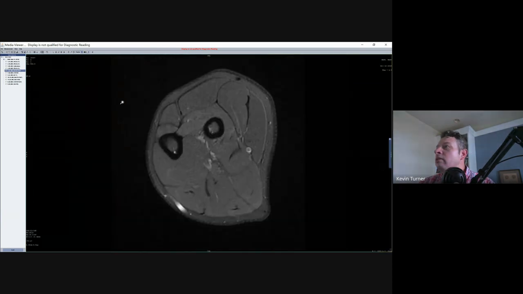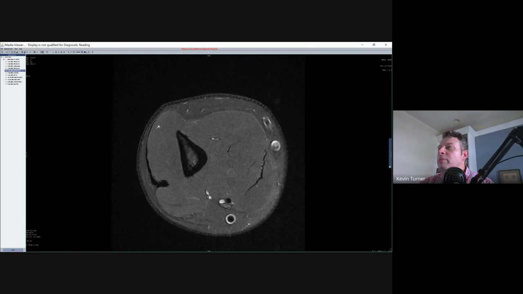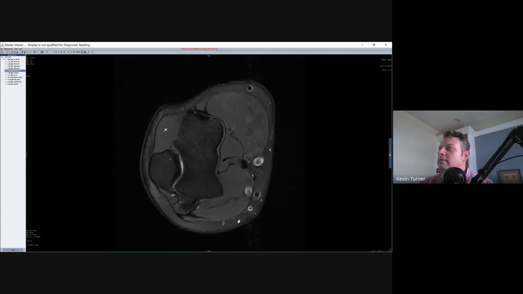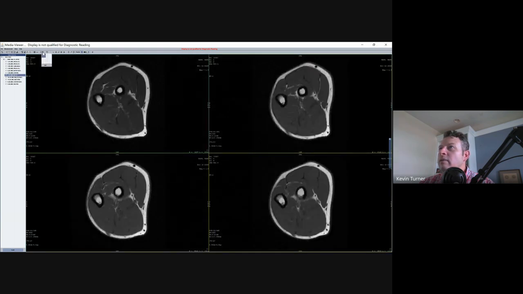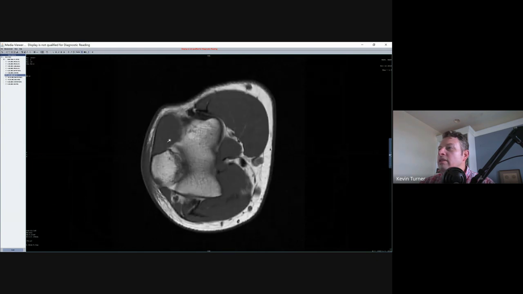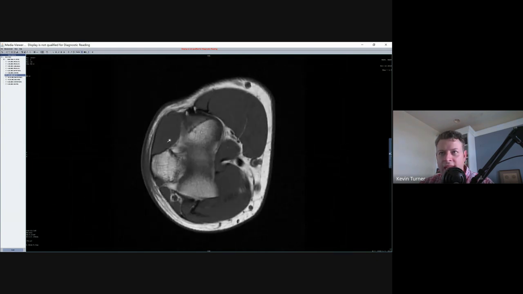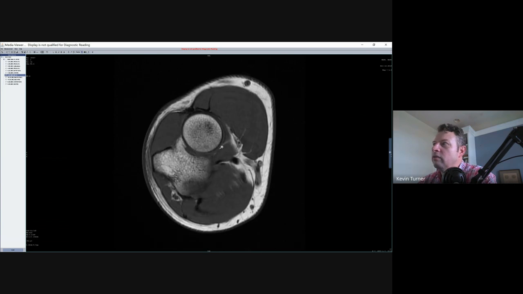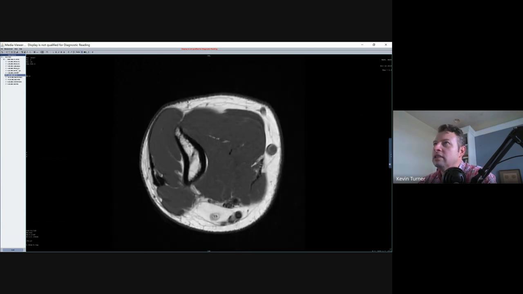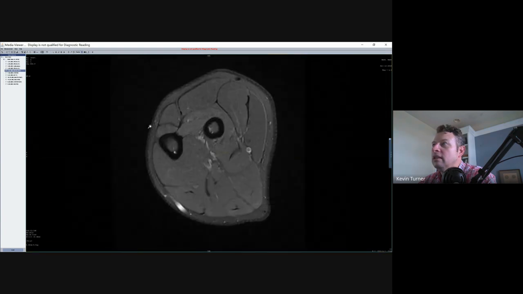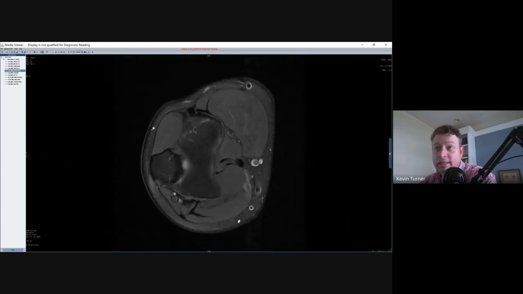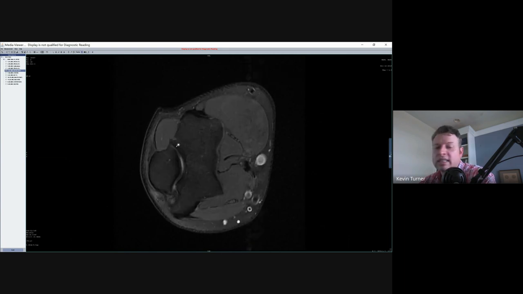This is an axial T1 weighted, axial proton density fat sat elbow. This is an axial T1 weighted elbow. These two images have the exact same gradient information. They have the same slice thickness. They have the same frequency matrix and phase matrix. There is no resolution difference between this image and this image. The contrast is different. The TE and TR values are very different. But the resolution is the exact same.